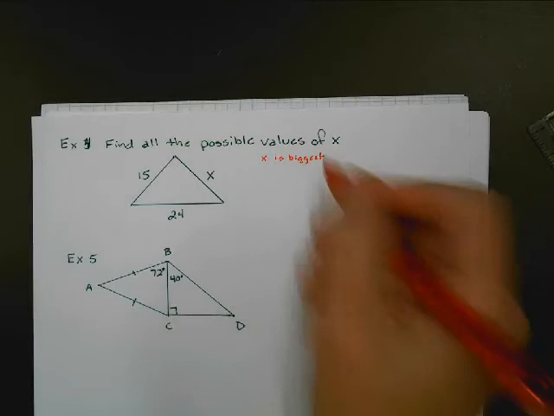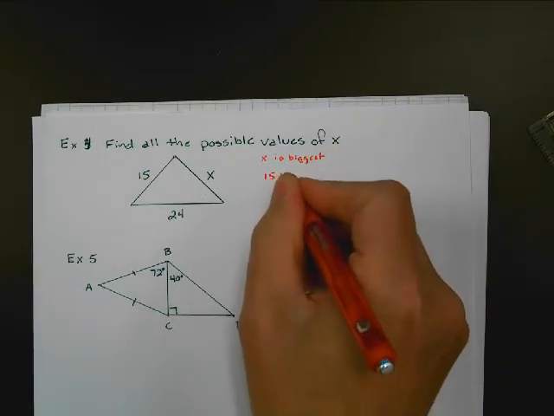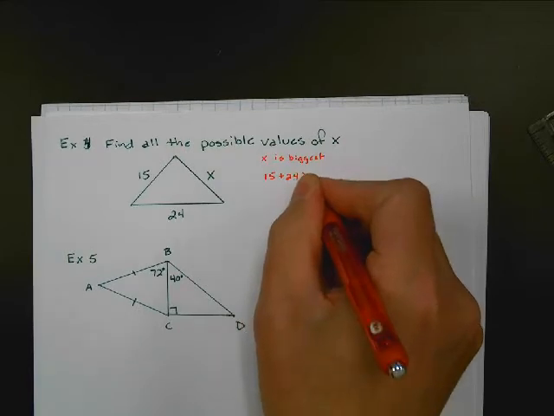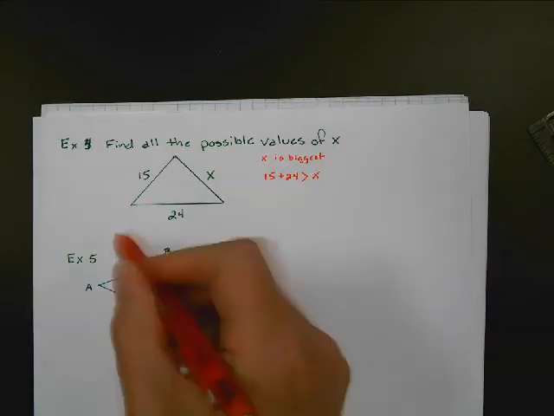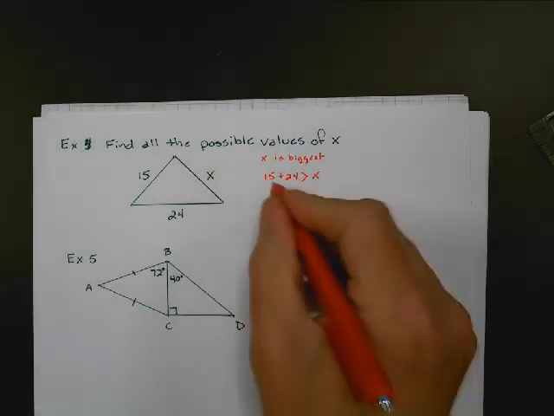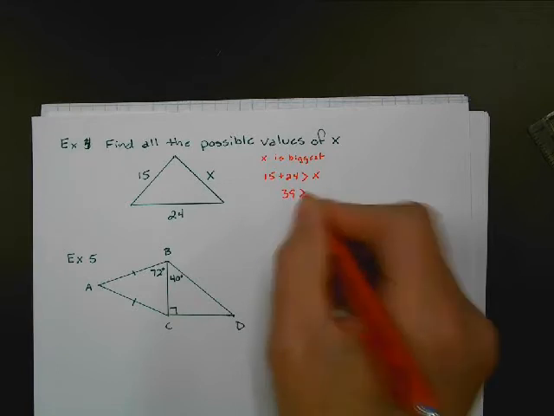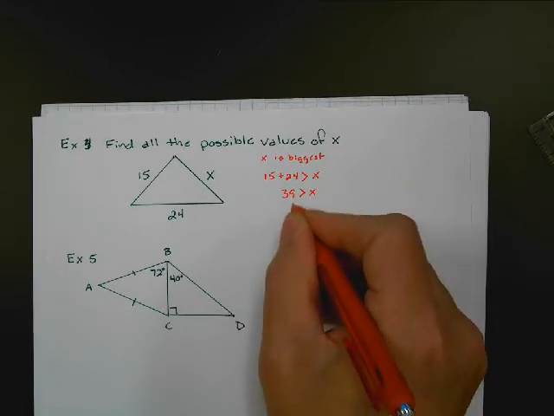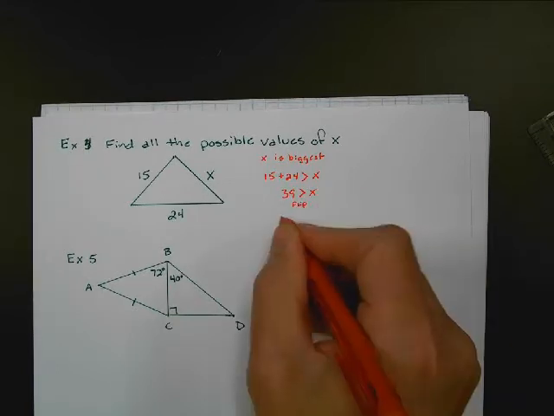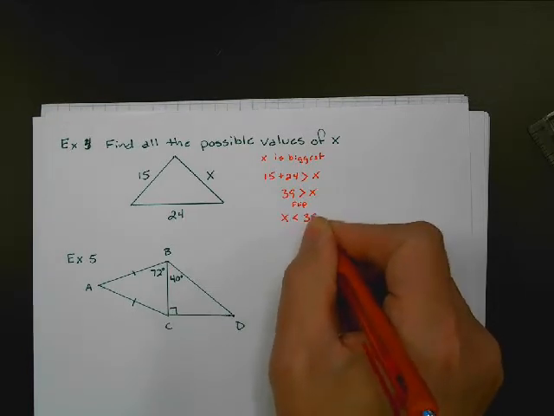If x is the biggest one, then 15 plus 24 has to be bigger than x, because two of the sides are always bigger than the third side when you add them together, the sum of two of the sides. So this tells me that 15 and 24 makes 39. 39 is greater than x, or if we flip this, that would be written as x is less than 39.